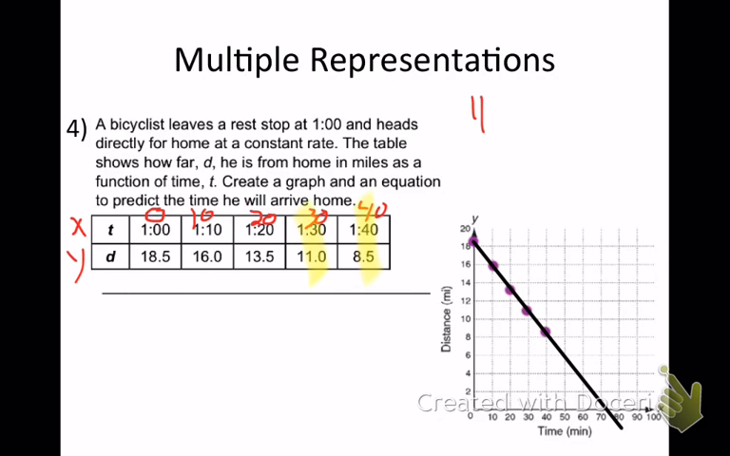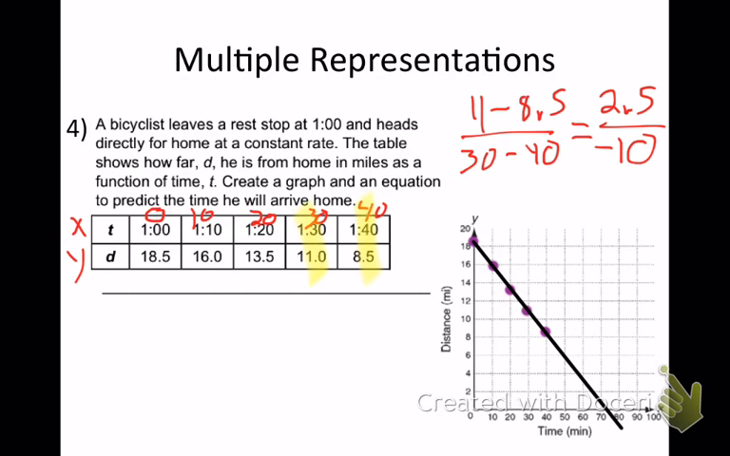So I'm going to have 11 minus 8.5 over 30 minus 40. What's 11 minus 8.5? 2.5. Over what's 30 minus 40? -10. Does anybody know what 2.5 over negative 10 equals? Approximately? Negative 1/4. Nice job. So it's negative 1/4.